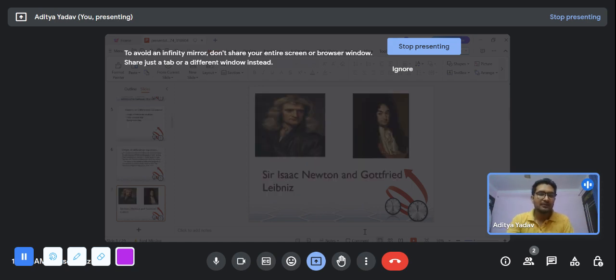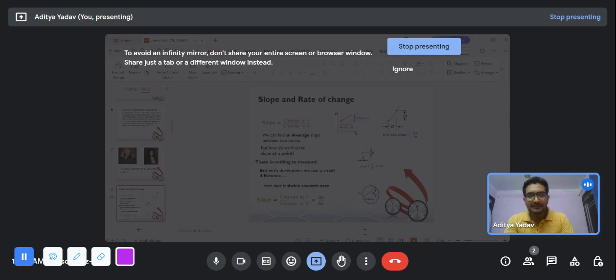And this is the pictorial representation of the two mathematicians who investigated differential equations. Firstly, Sir Newton and second is Gottfried Leibniz.